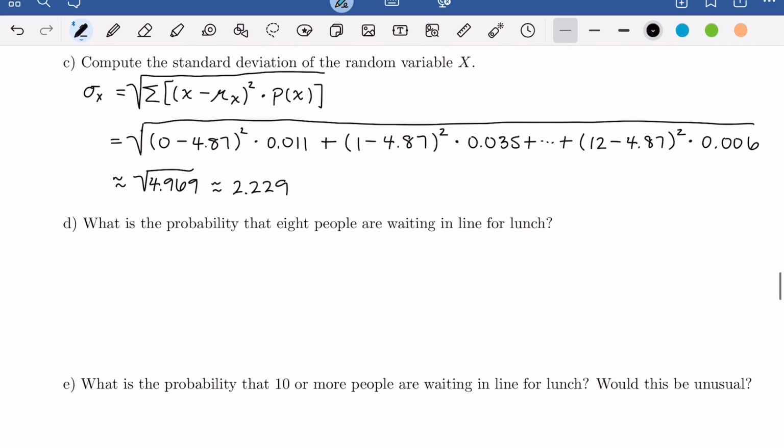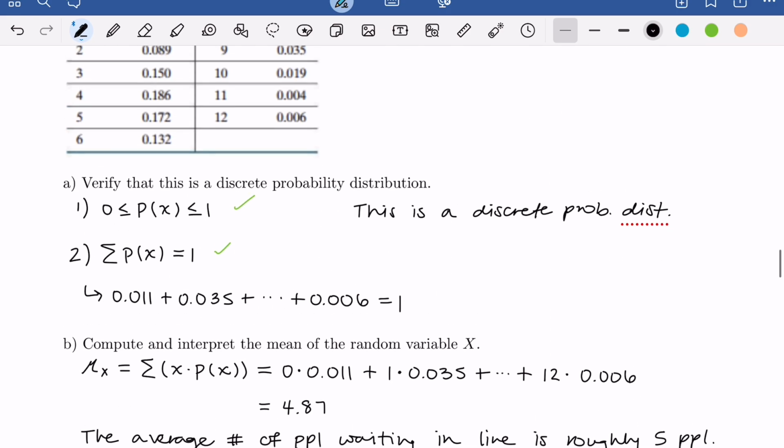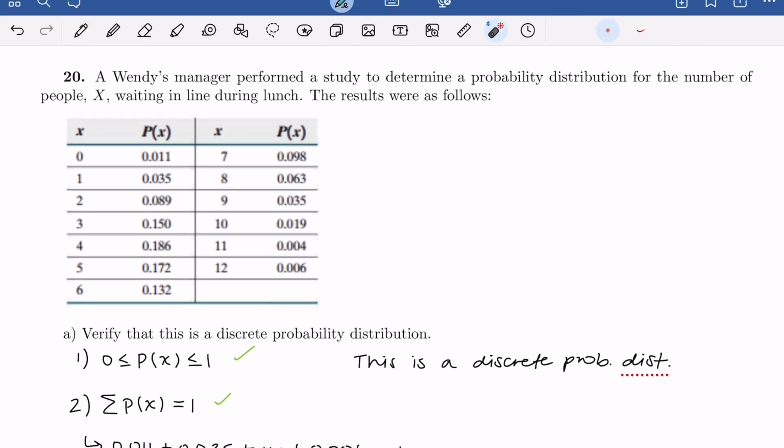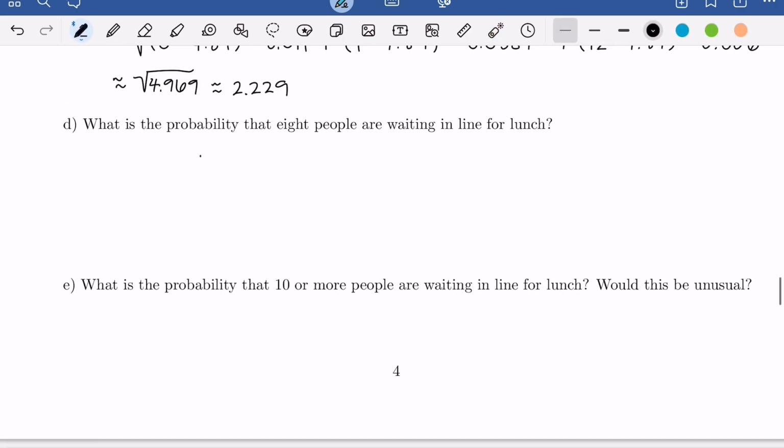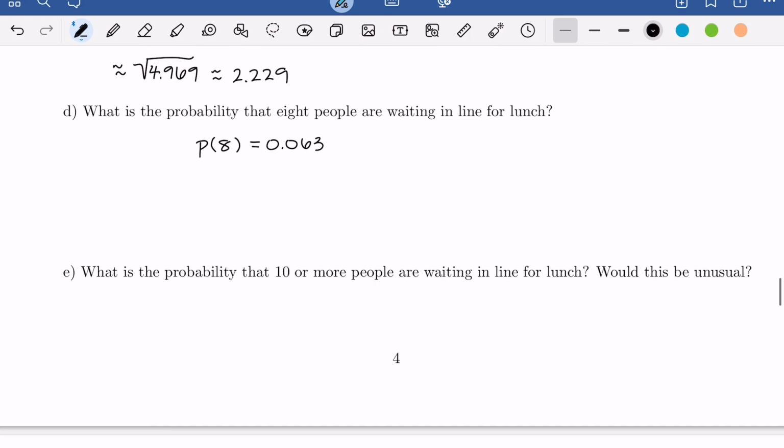All right. Now for part D, what is the probability that 8 people are waiting in line for lunch? This one's fairly easy. We're just going to go back up to this table here. We're looking at our value of 8 for a random variable. This probability is going to be 0.063. So we'll say the probability that 8 people are waiting in line is 0.063. And then lastly, for this problem, what is the probability that 10 or more people are waiting in line for lunch?